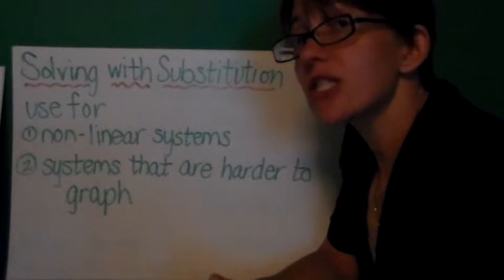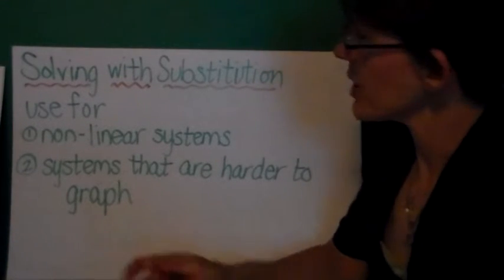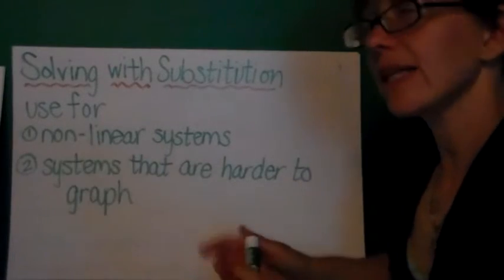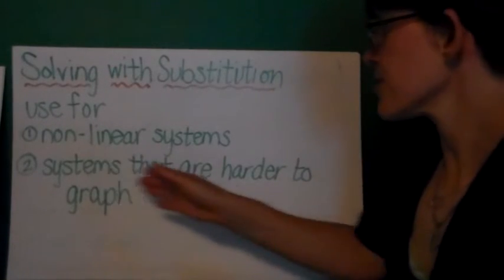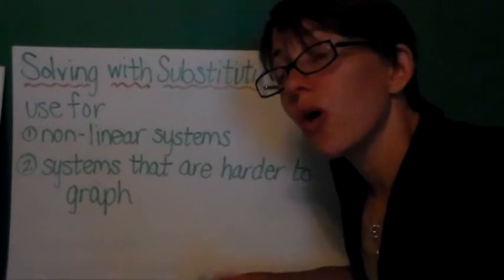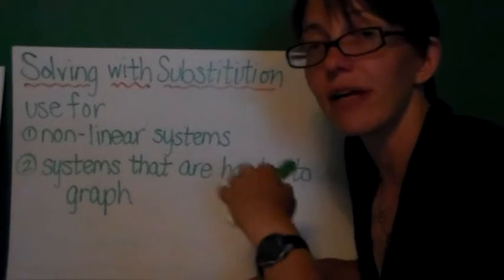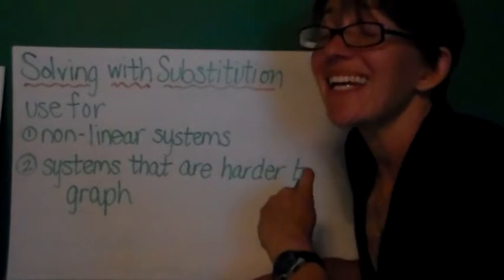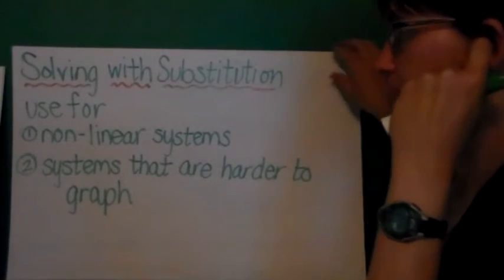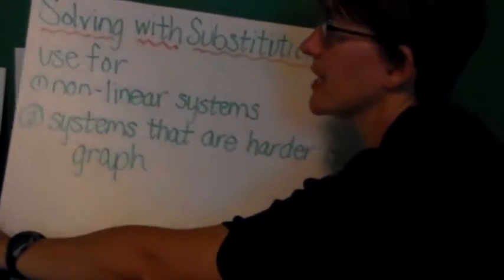Another option is solving with substitution. Now, solving with substitution, you can use for nonlinear systems. You can also use them for systems that are harder to graph. You should only use them when it is easy to solve for one variable or one unknown in each of the equations. So we're going to look at an example where solving with substitution is a good idea.